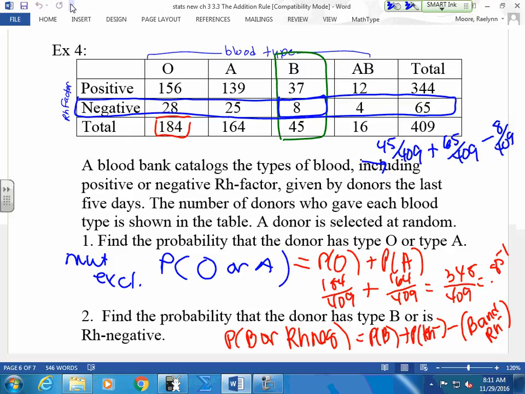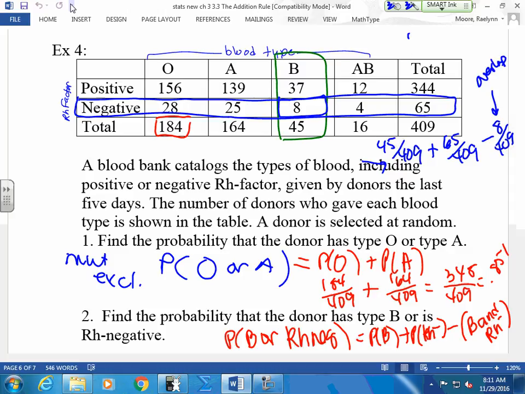In this category of B, I counted these positives, I counted these negatives. I got 45. In this category of negatives, I counted this one again, this one, and I got a 65. I technically counted this guy twice. In this row, in this column, and in this row. So therefore, I have to remove it. I counted it twice. It's the same person. So this is where they overlap.